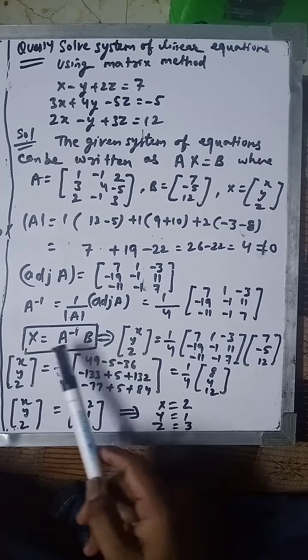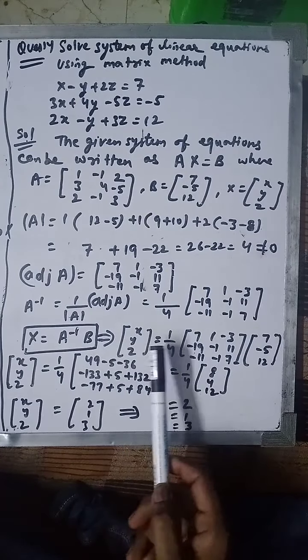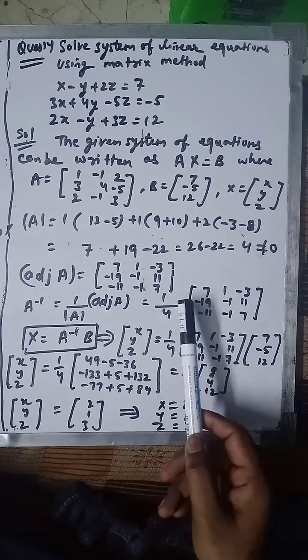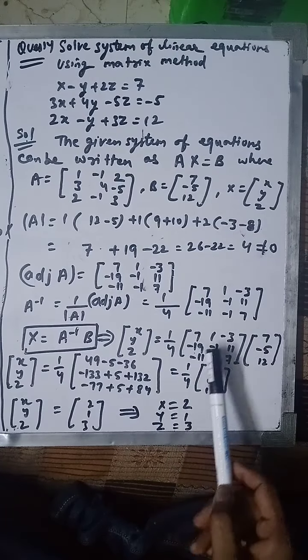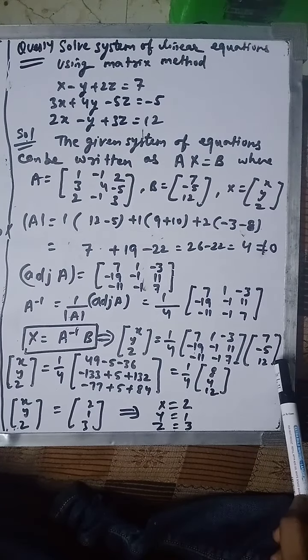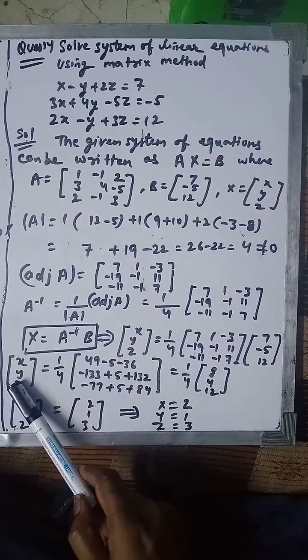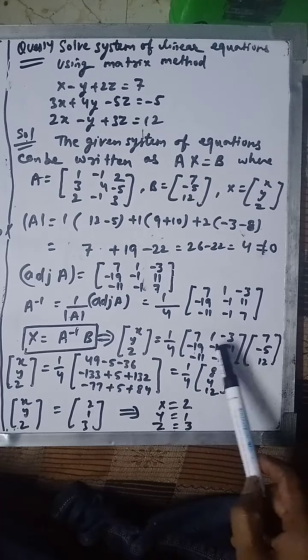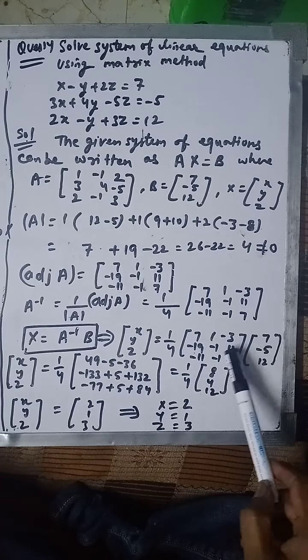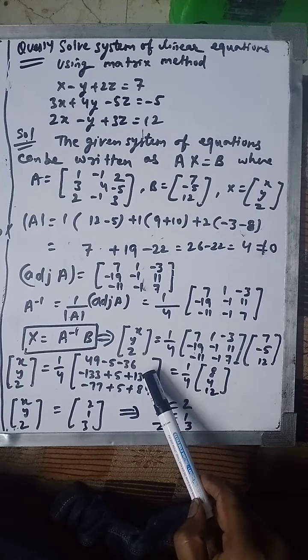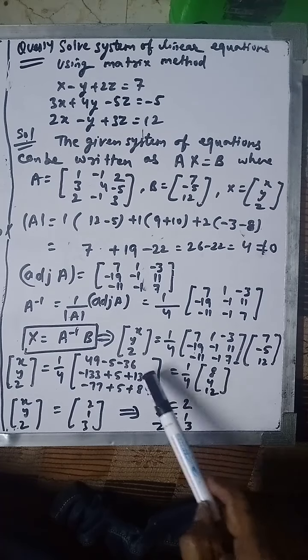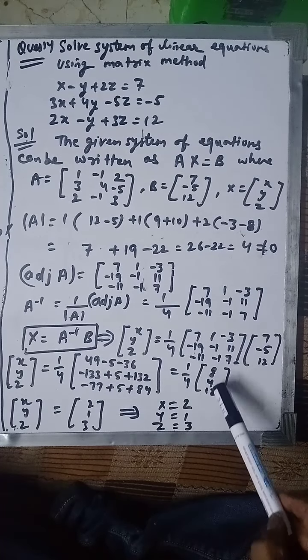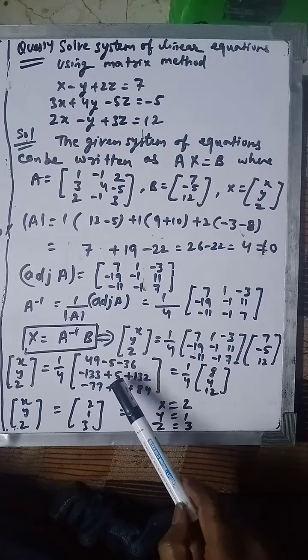So which implies your X, Y, Z is equal to your A inverse, which is 1 by 4 and this determinant. So I'm writing here and this is your B. Fine. So 1 by 4 will remain the same and you have to find out the product of these two. The product will be this. Fine. After that 1 by 4 and this determinant value will come 8, 4 and 12 after solving this.